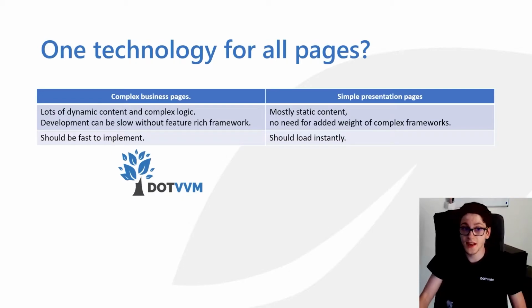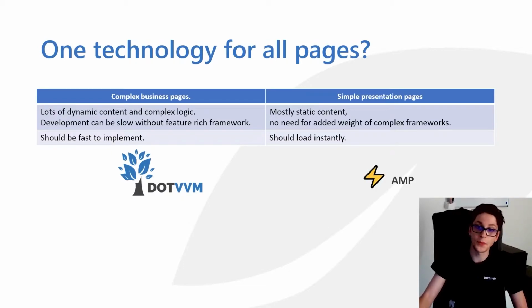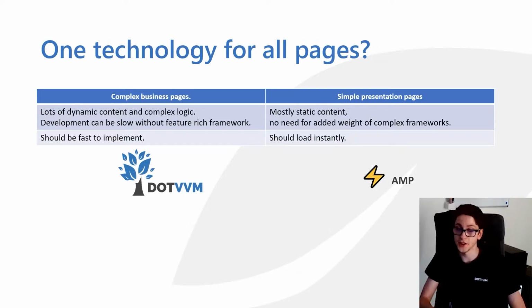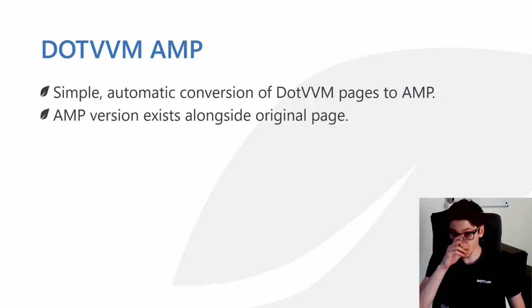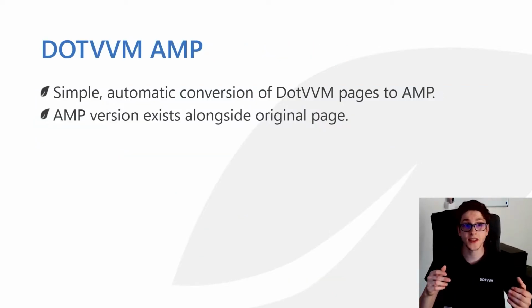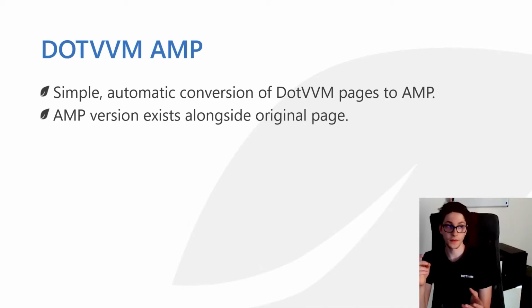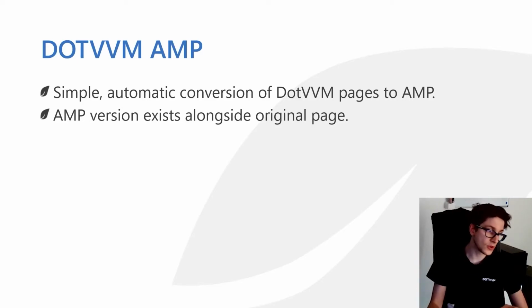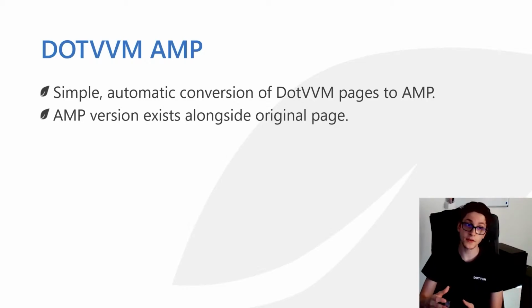So let's say that we would want to use AMP for our simple pages. But now, what about the one technology problem? That's where DotVVM AMP comes in. DotVVM AMP allows you to have simple automatic conversions of DotVVM pages to AMP. The old DotVVM version will still exist, but alongside it there will be a new AMP version of such a page.